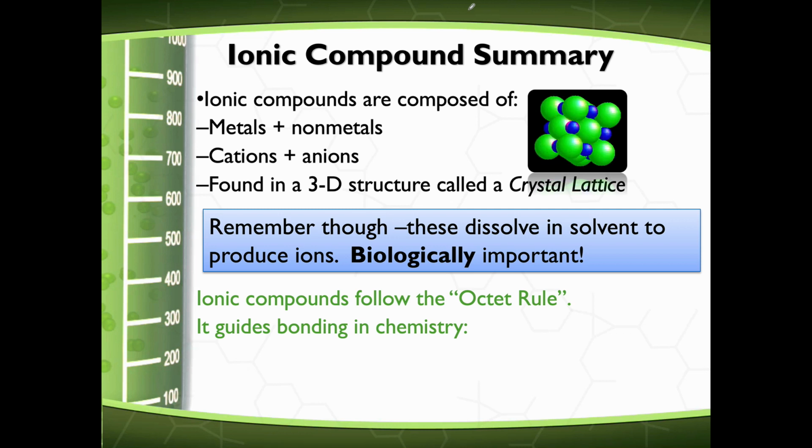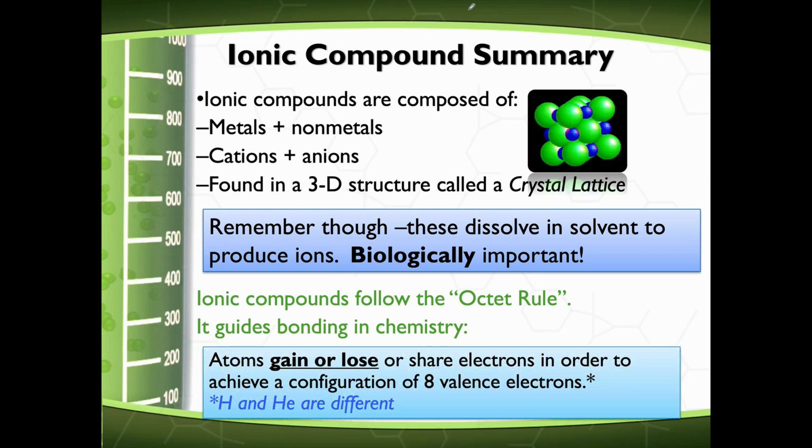And ionic compounds follow what's known as the octet rule. It guides bonding in chemistry, which basically says that all those elements we were talking about are trying to gain 8 valence electrons. So whether you were on the left or the right, your whole goal to be happy was to get 8, just like those noble gases we saw on the very right. Hydrogen and helium are different though, because they only have 1 electron for hydrogen and 2 for helium, and they're actually happy that way.